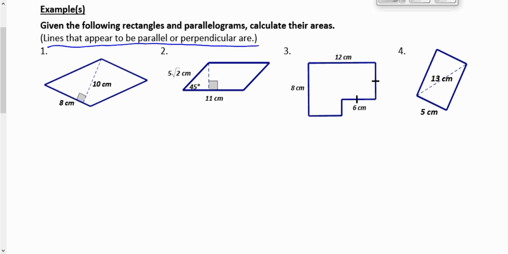Let's get 1 out of the way. What'd you get for 1? 80 centimeters. Base and height are already perpendicular, aren't they? So it'll be just 8 times 10, which equals 80 square centimeters.